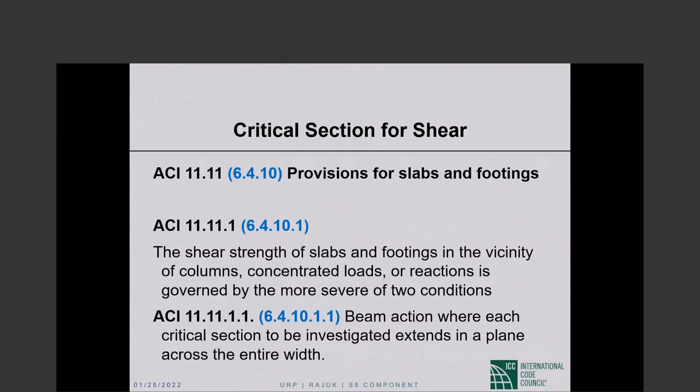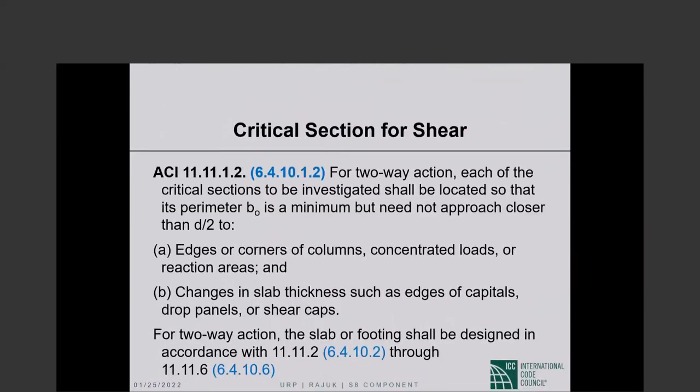So the shear strength is governed by the more severe of two conditions. One is beam action, where each critical section to be investigated extends in a plane across the entire width. This is one. The other is for two-way action. Each of the critical sections to be investigated shall be located so that its perimeter b sub 0 is a minimum but need not approach closer than d over 2. So there is potentially more than one critical section for two-way shear.